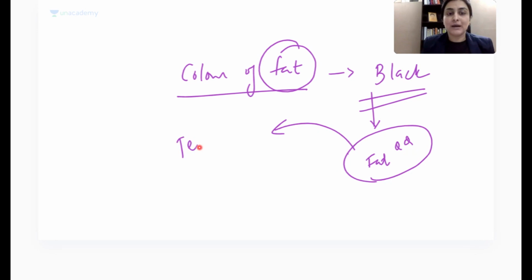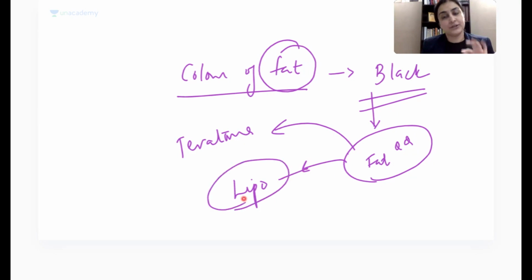So teratoma is one lesion which has fat. Anything which has the word lipo, do you agree that it will have fat? Anything which has lipo in it means it has fat. Okay, so this is how this color black helps me a lot to characterize a lot of these masses.